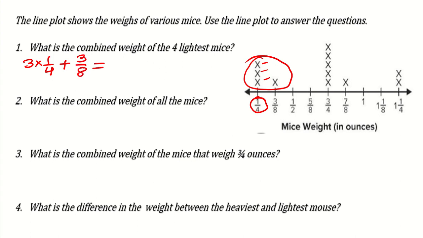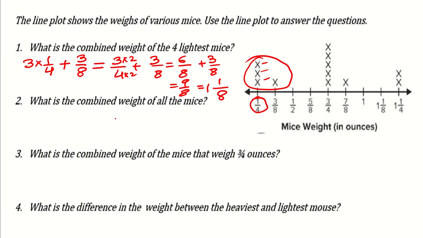So just you need to add them. So 3 over 4 plus 3 over 8. Okay. Now you see we don't have the same denominator. So what you will do? Multiply by 2 to make the same denominator. So it will be 6 over 8 plus 3 over 8. It means 9 over 8, and numerator is bigger than the denominator. So you will write into mixed fraction. So 1 and 1 over 8 ounces.